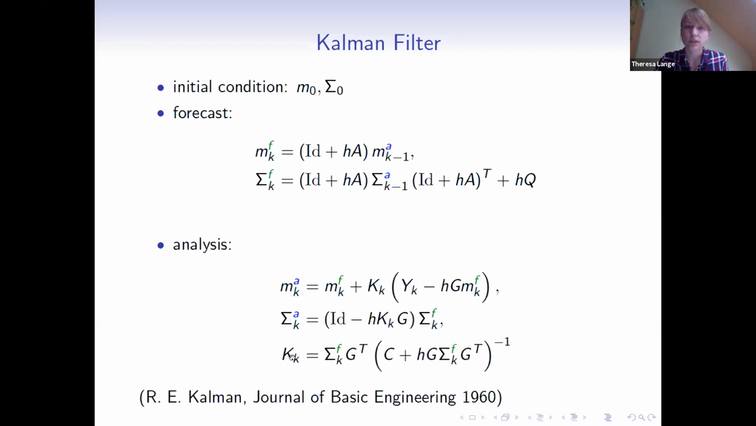K is also called the Kalman gain, and for future reference in this talk, please keep in mind that K depends on the forecast covariance matrix.